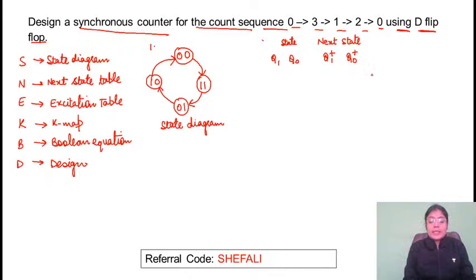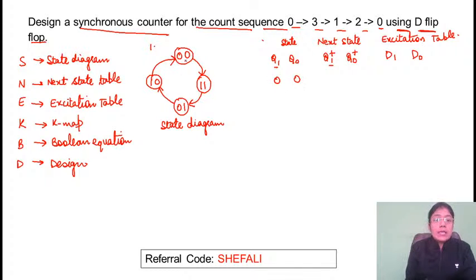Now on the basis of this we have to write the outputs. Output किसके लिए लिखोगे? Q1 and the next output, that is, let's assume D1 and D0. For this we have to use the excitation table of the required flip-flop, that is the D flip-flop. Now what is the current state? That is 0, 0. For 0, 0 what is the next state? That is 1, 1. Next state is 1, 1.